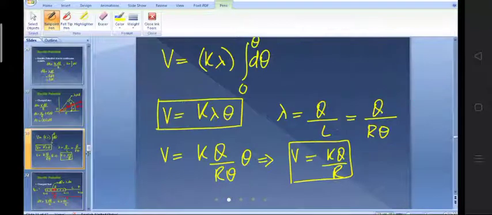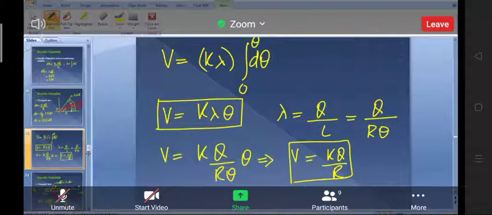Fine. Okay, then you can do a couple of examples here like this, which are special cases. For example, if there is one quarter of a ring or there is a semicircular ring, how to calculate the electrostatic potential at the center point.